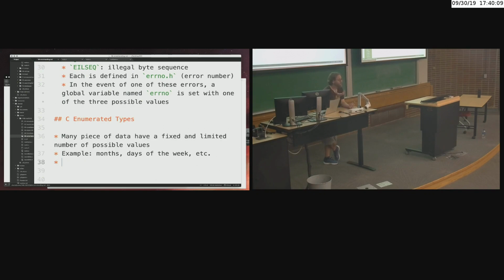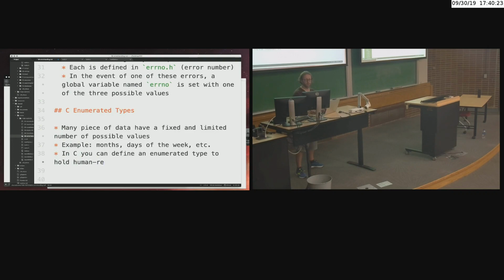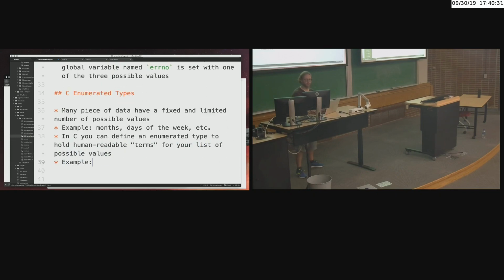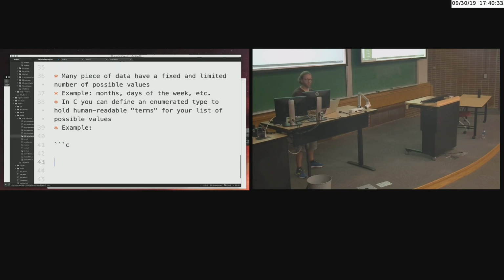An enumeration. And that's what an enumerated type is. It's nothing more than a list of human readable values, right? In C, you can define an enumerated type to hold human readable terms for your list of possible values. Right? As an example, let's just go ahead and do the days of the week.